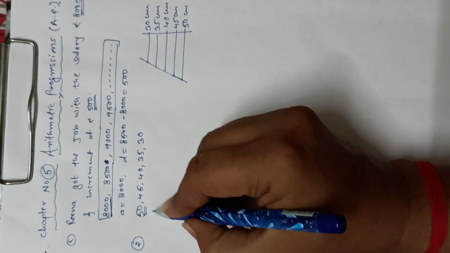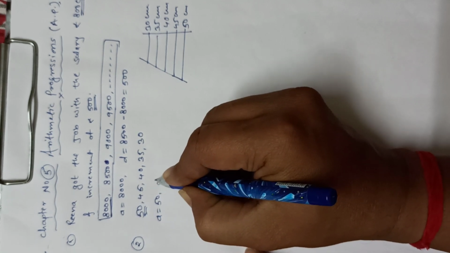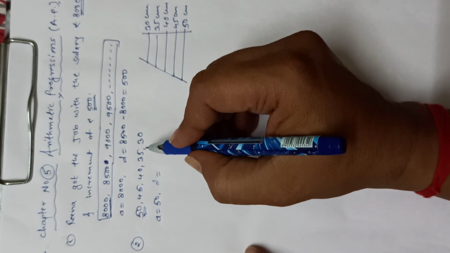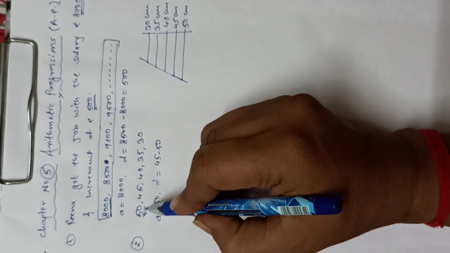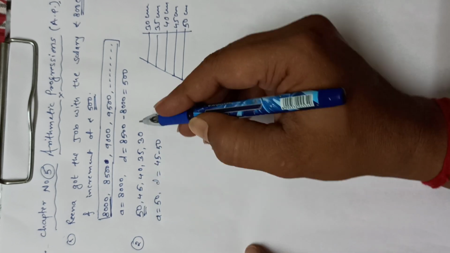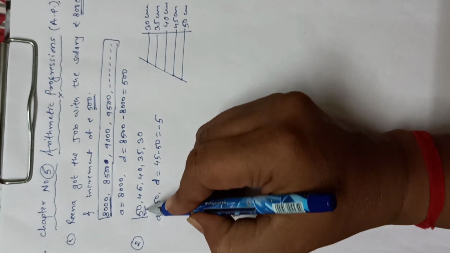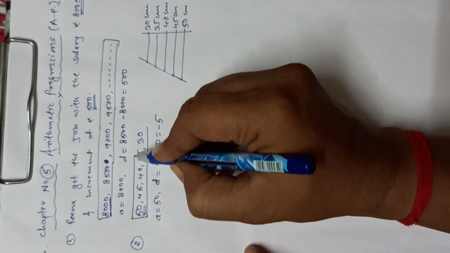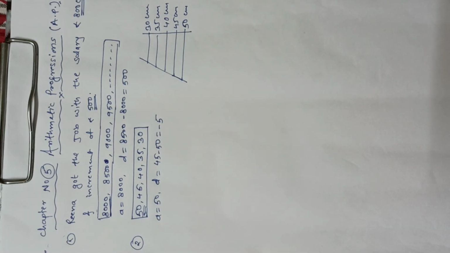See, so the initial term A is equal to 50, and D we can take as 45 minus 50. Don't take 50 minus 45. 45 minus 50, the difference is minus 5. So this is also following the AP. This is in AP. This is also in AP.